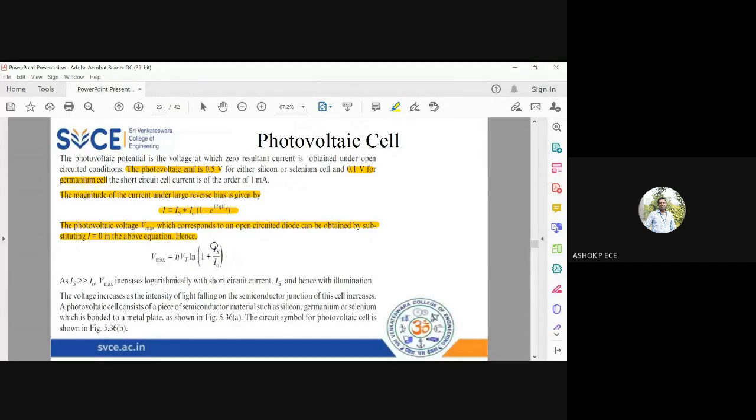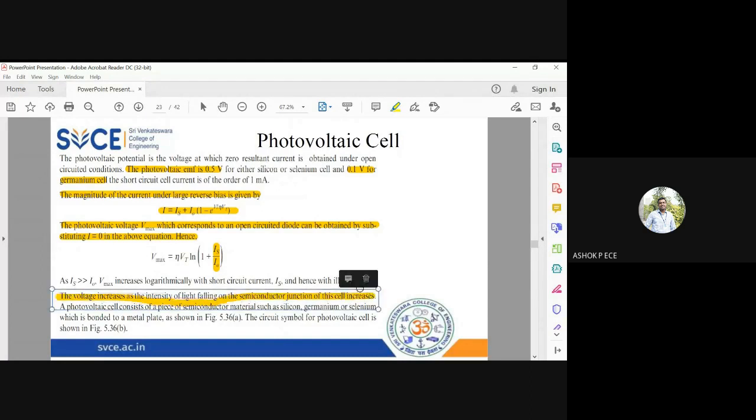Is is the short circuit current which flows because of illumination, and I0 is the reverse saturation current. Is is very much larger than I0, and Vmax increases logarithmically with the short circuit current. So Vmax depends on the logarithm of Is. Reverse saturation current will be in the order of microamperes or nanoamperes, but this short circuit current will be in the order of milliamperes. Okay, so the voltage increases as the intensity of light falling on the junction increases.